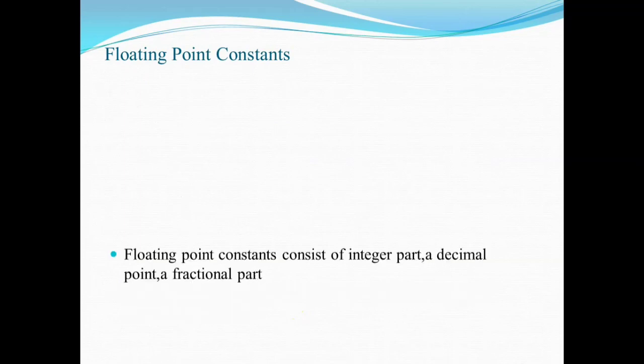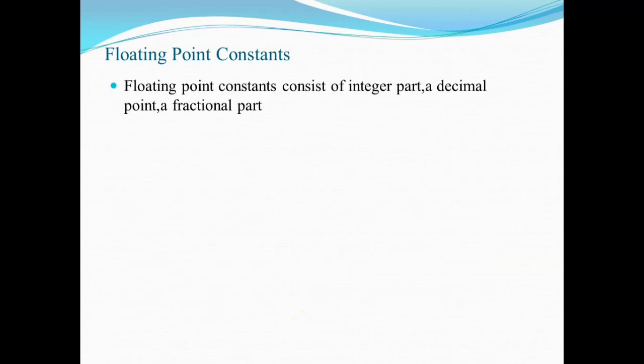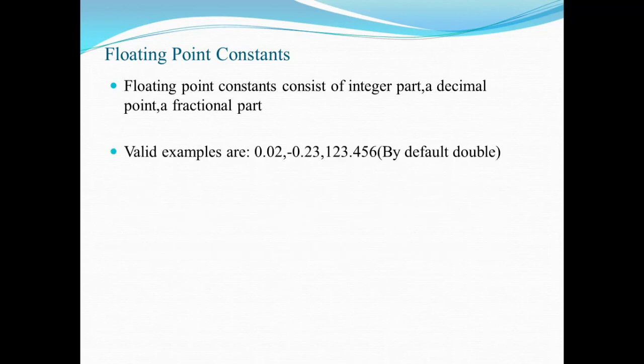Now let's go to the second type, that is the floating point constant. A floating point constant consists of an integer part as well as a fractional part, or a decimal point and fractional part. Different examples of floating point constants are, say, 0.02, minus 0.23, or 123.456. These are all valid examples. But remember that these numbers are by default of type double.